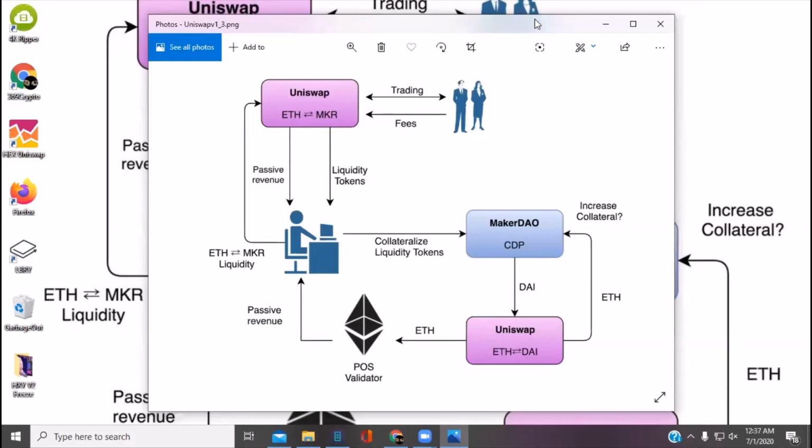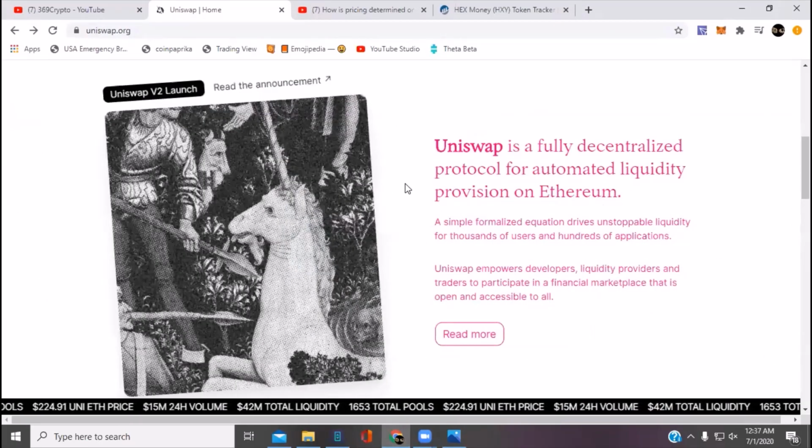Welcome back to 369 Crypto, where we explore the secrets of crypto and the universe together. I'm just over here looking at the little infographic from the Uniswap V1 white paper. I'm trying to wrap my head around what Uniswap does and how you can make a little bit of passive crypto from it, because why wouldn't you? This is uniswap.org, the main page for Uniswap V2, which that other picture was from V1. So forget about it. Look at this unicorn.